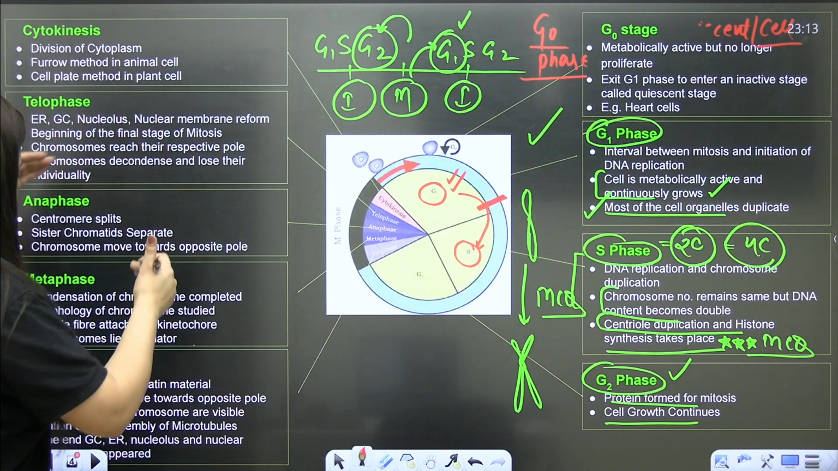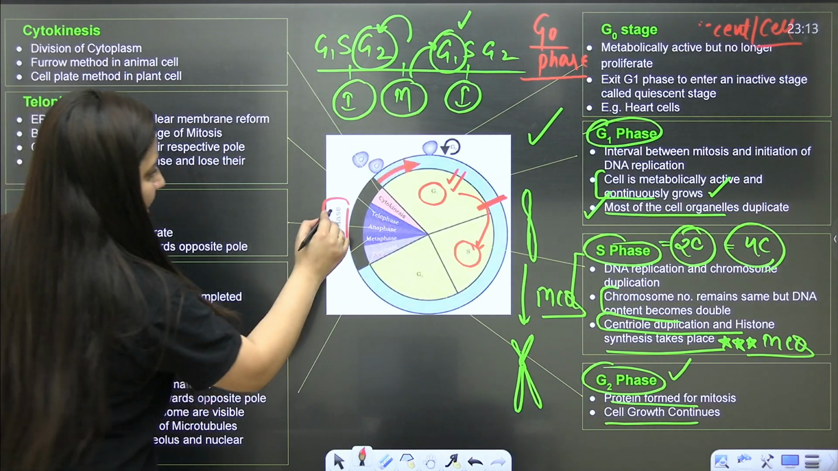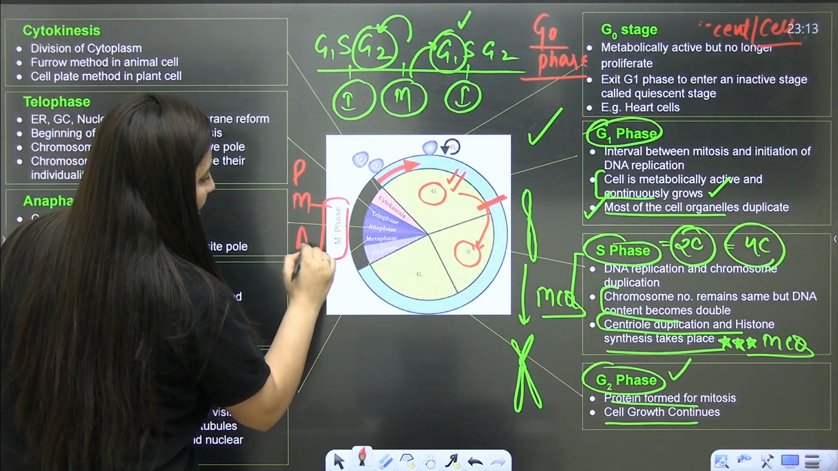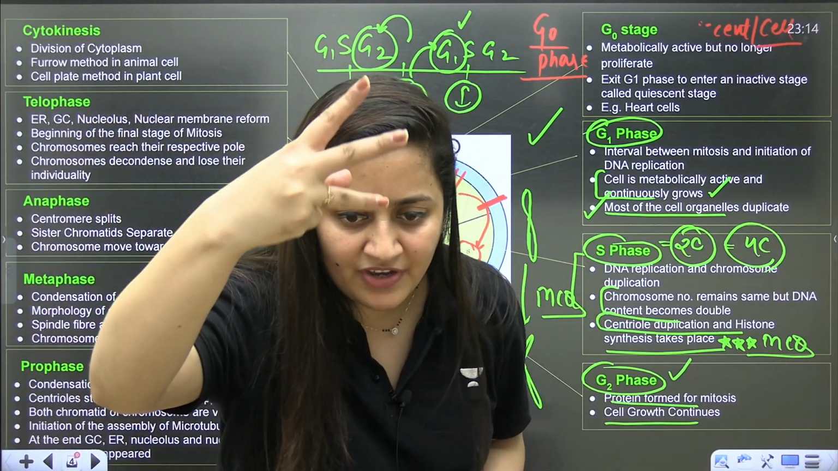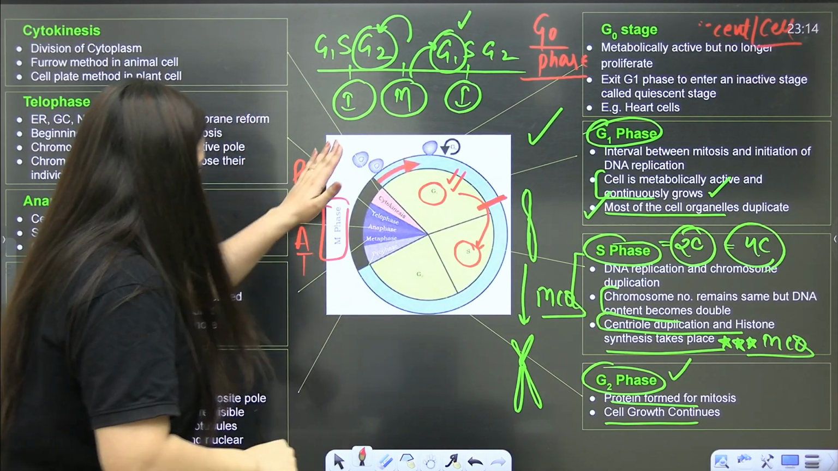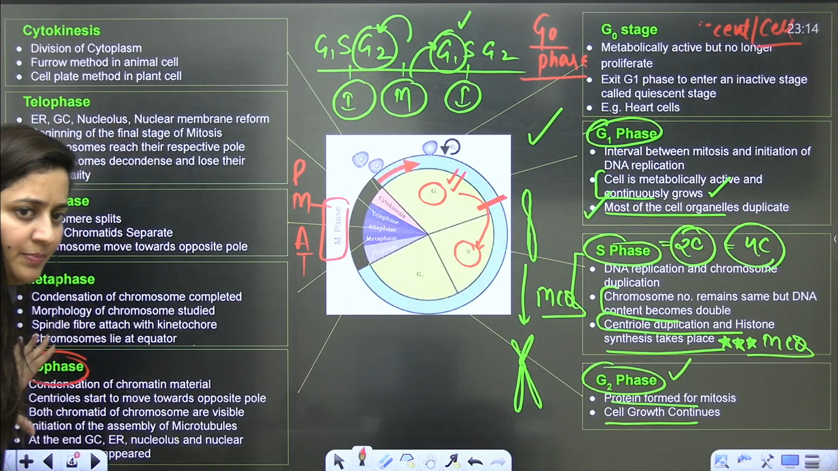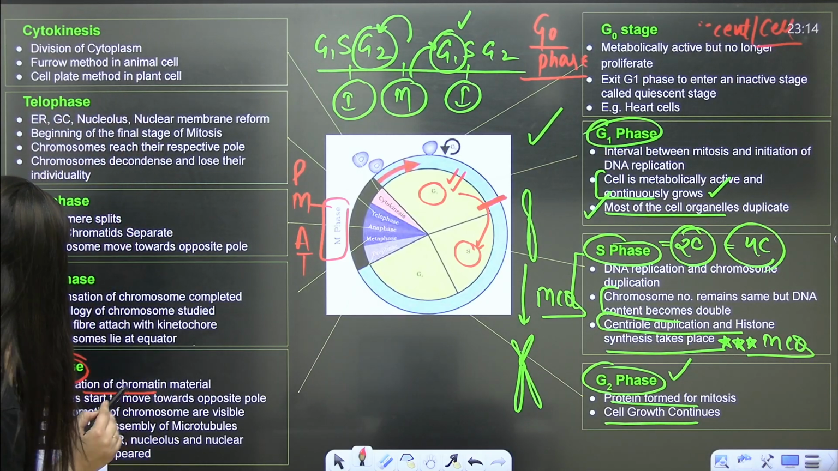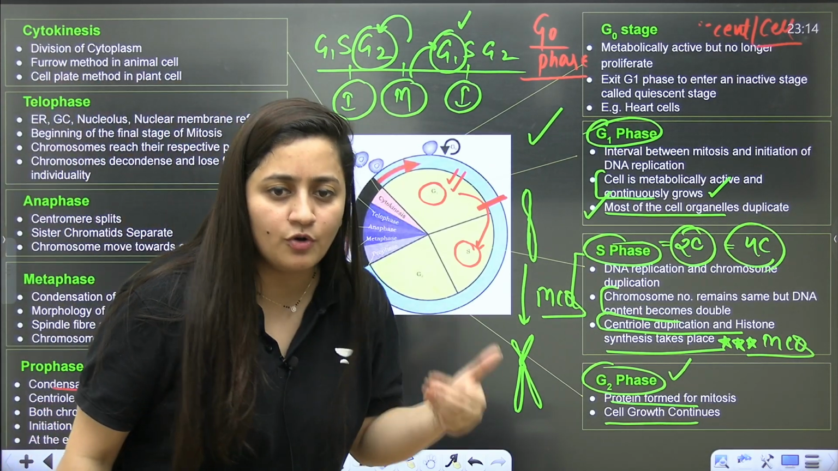Then come to this part, then M phase. When it comes to the M phase, we know that what do we have? In M phase we have PMAT. What's that PMAT? Prophase, metaphase, anaphase, telophase. So let's start with the prophase of the mitosis. So when you talk about the prophase, the condensation of the chromatin material will be there.